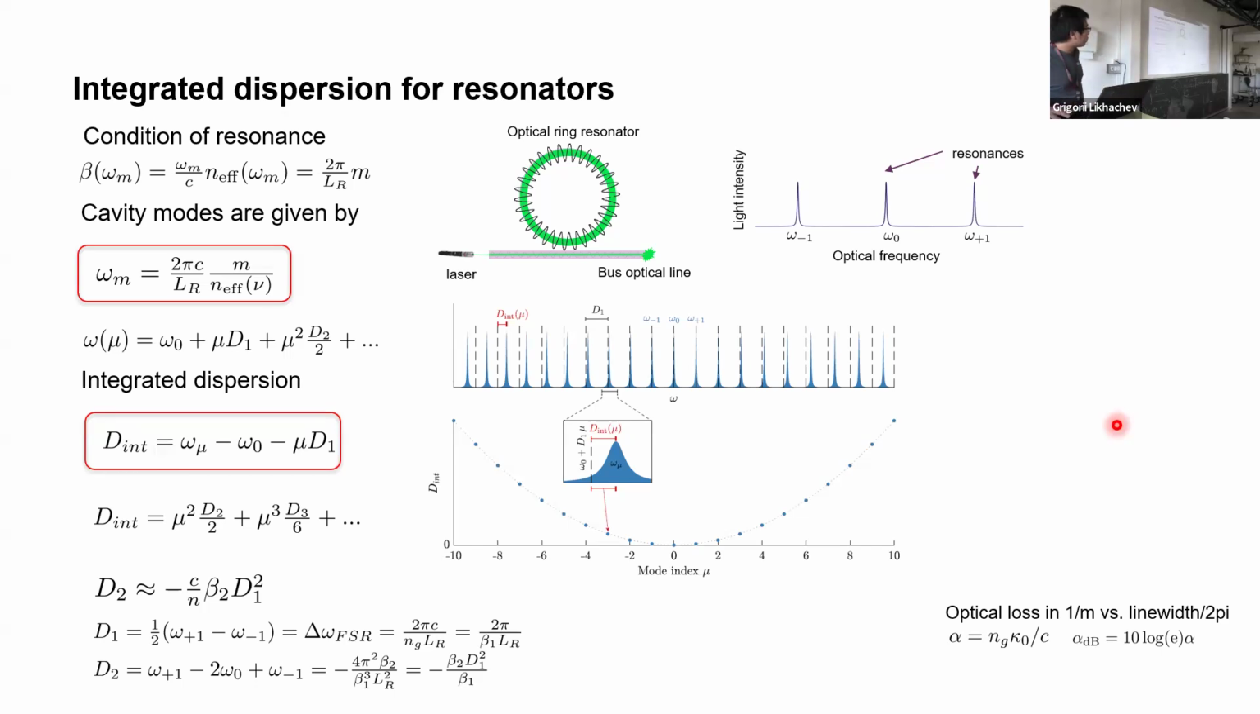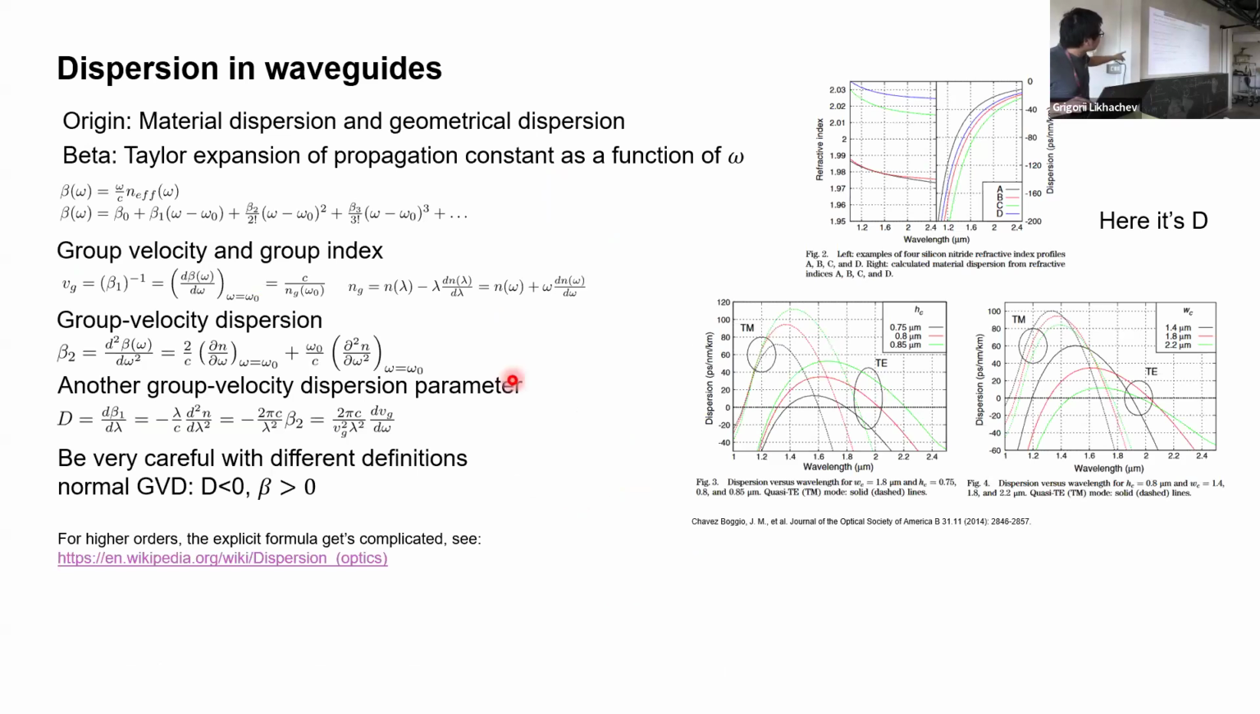Also, once you know the dispersion profile, another very important parameter you need to find out in most cases is the group index, the NG, which is directly related to the group velocity, and it's simply 1 over beta 1.